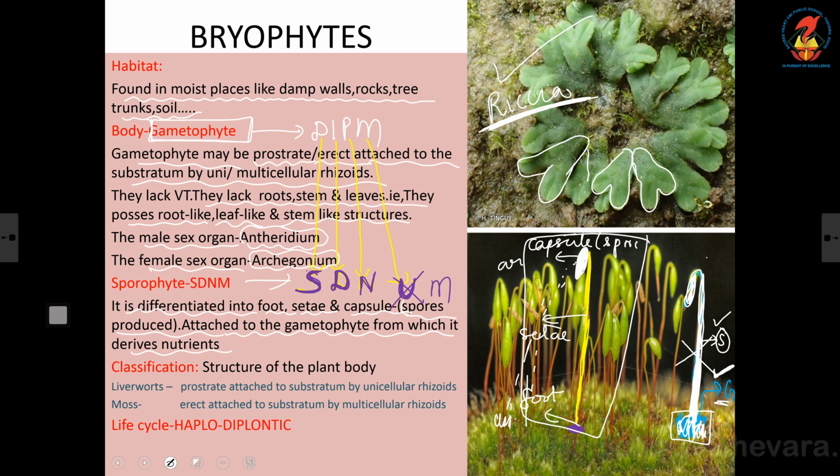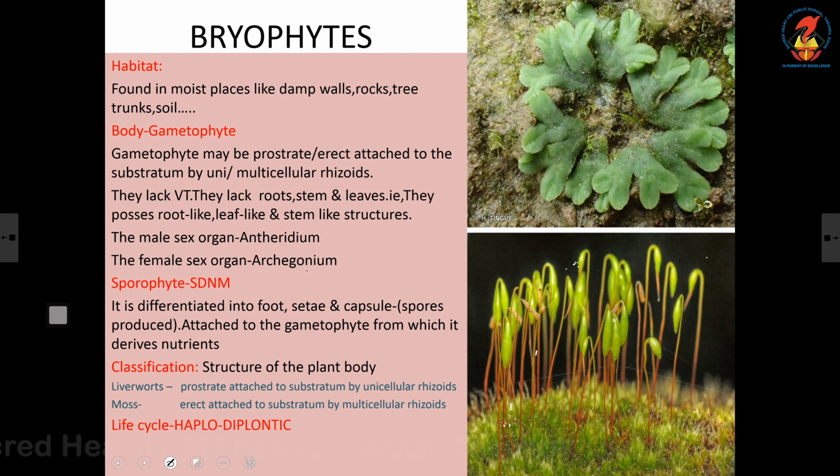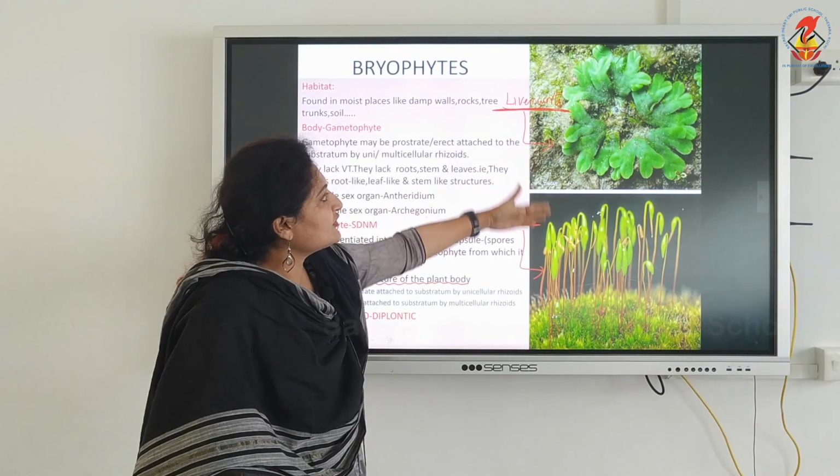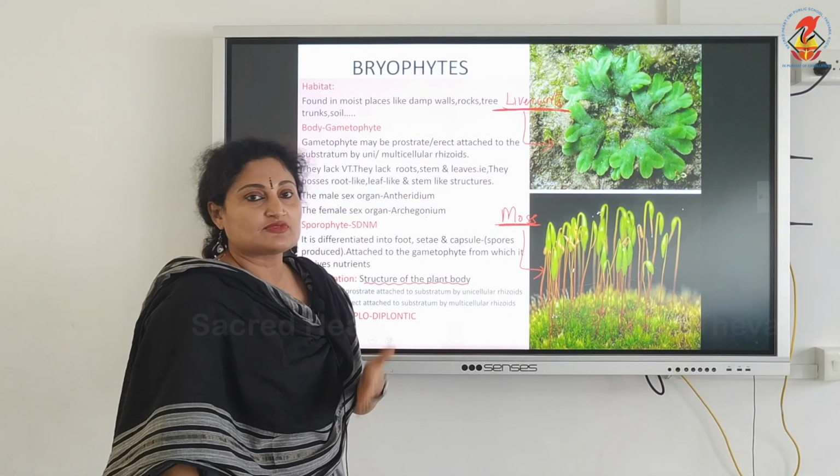Now coming to the classification of bryophytes. Classification of bryophytes is based on the criterion of plant body structure. Here we have the first class of bryophytes, indicating the liverworts. The first picture indicates the first class, the liverworts, and the second picture indicates the second class, moss. So we have our two representatives. For liverworts, I have taken the picture of Riccia, and for moss, I have taken the picture of Funaria. The criterion for their classification is the body structure, as described in the beginning.